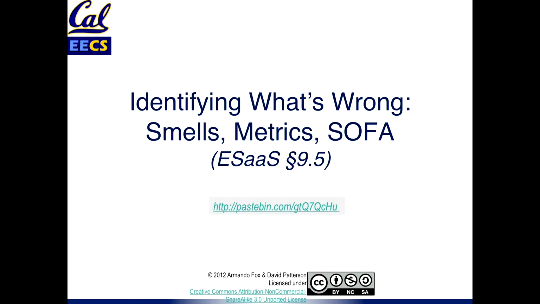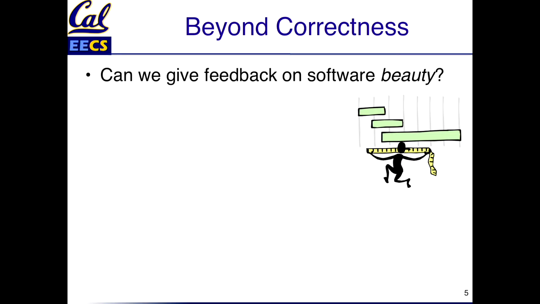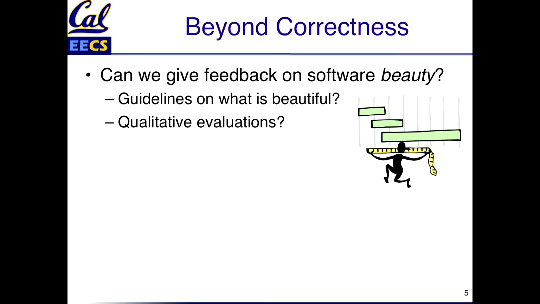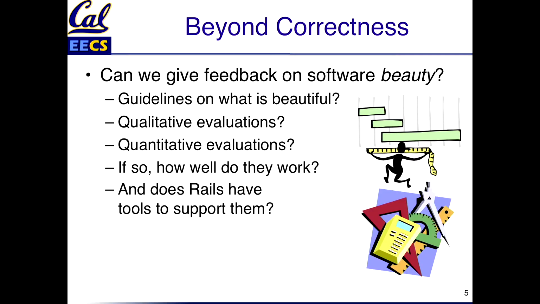So we're going to talk about ugly code, which is something you hopefully don't spend a lot of time talking about. So can we do something beyond just correctness? Can we talk about the beauty of the code? And what are our guidelines on how to make beautiful code? And can we actually evaluate beauty qualitatively? Can we do it quantitatively? And how well will these tools, these metrics, work? And then do we have tools to help that out? So that's our motivating question.